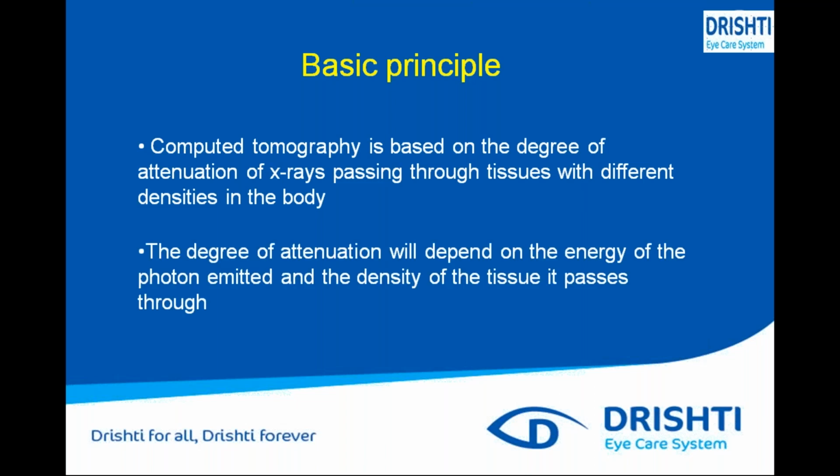The degree of attenuation will depend upon the energy of the photon. How dense is the mass, how dense is the tissue, or how dense is the bone, the degree of attenuation depends upon that. If the mass is thinner, the X-ray will pass and the attenuation will be faster. If it is dense, the attenuation will be a little slower. These differential densities are used to characterize which type of tissue or which type of mass is there. According to that attenuation only, the CT scan calculates.